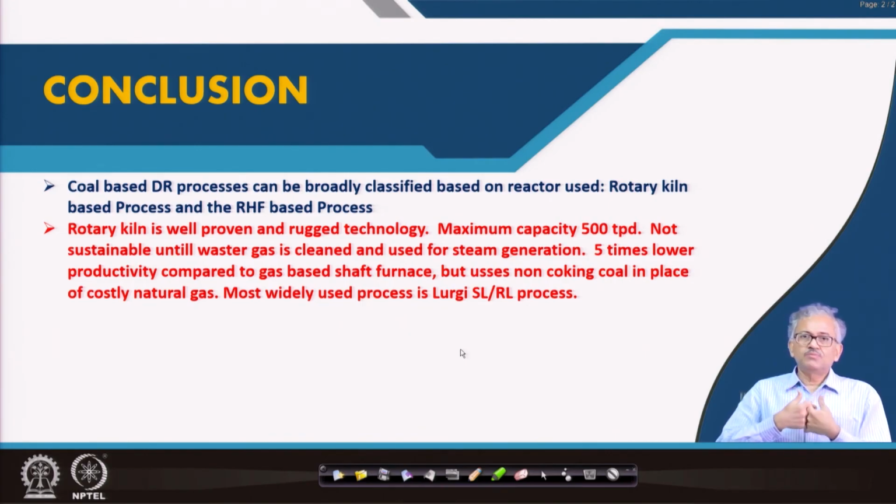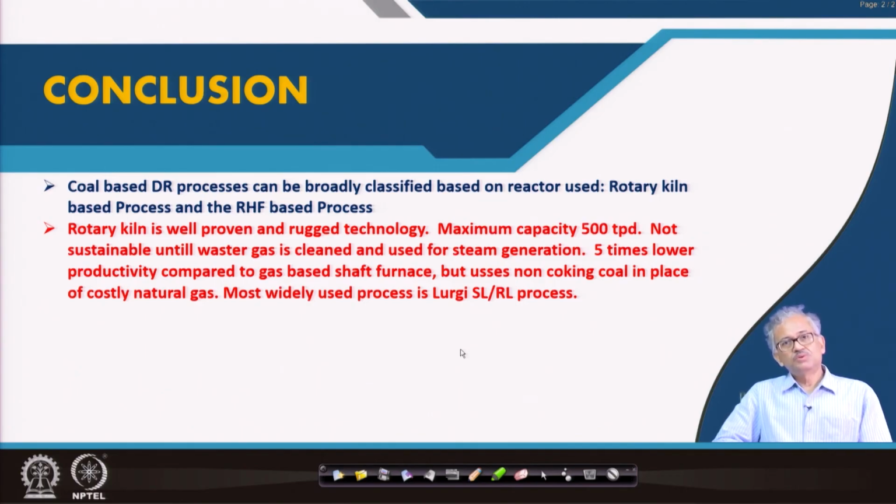And the major disadvantage of the rotary kiln process, as I said, is that it is a very polluting process. So, unless we separate the dust from the waste gas, this process is not at all sustainable. Second thing is that waste gas also contains a significant amount of energy, around 40% of the input energy. So, you have to utilize it for power generation, otherwise economically this process also may not be viable.